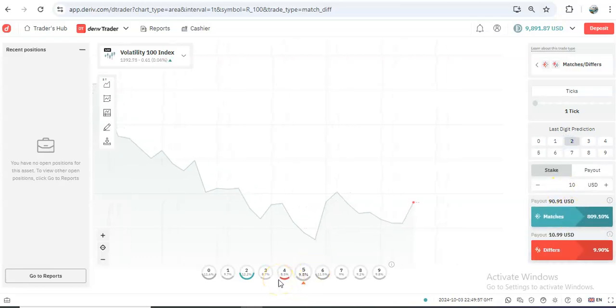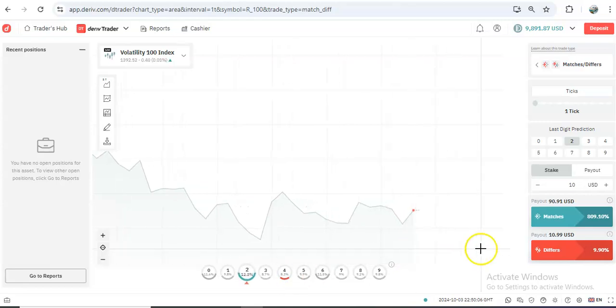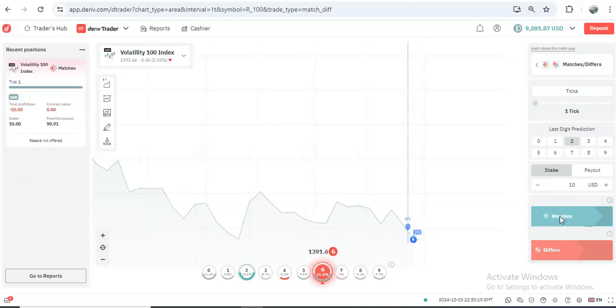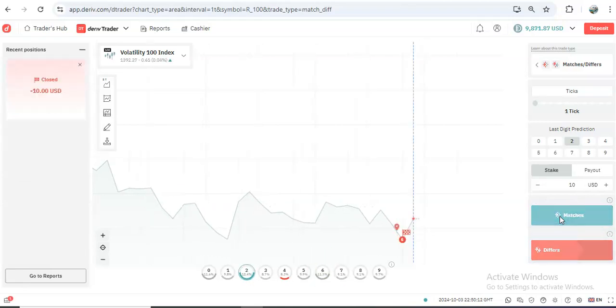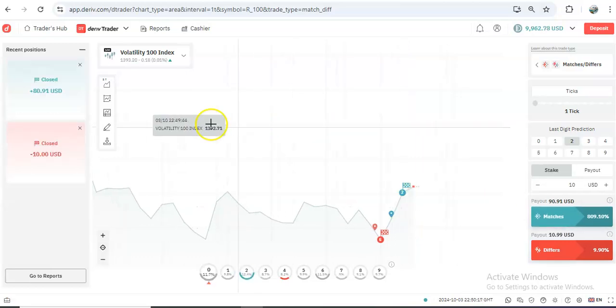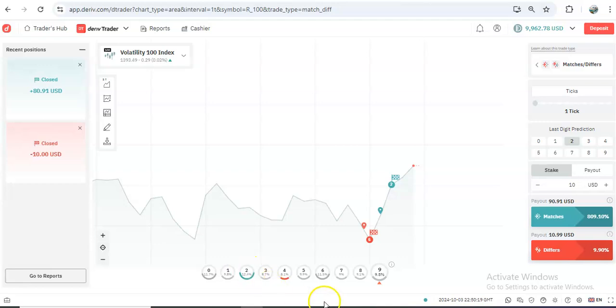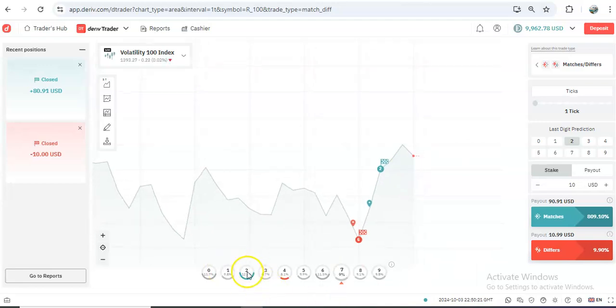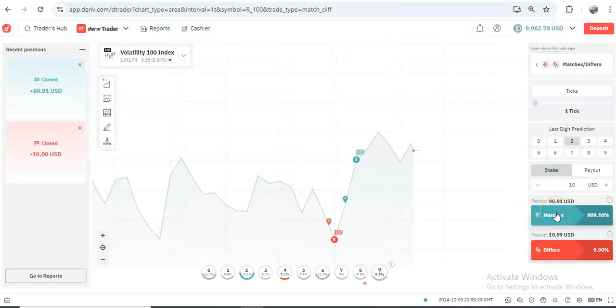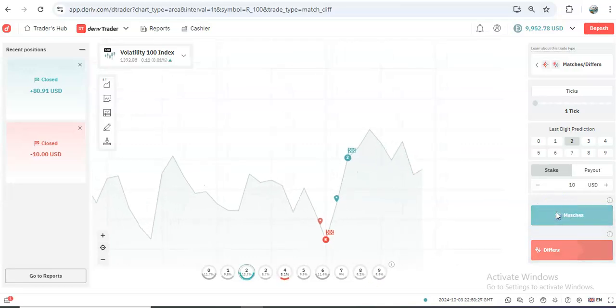So the entry point for this one, you have to wait for the cursor to touch the least appearing digit, and it has to be an even number. We are a bit late. Yeah, see that. I don't know if you guys have noticed. We have lost the first one, but we have won with the second one.